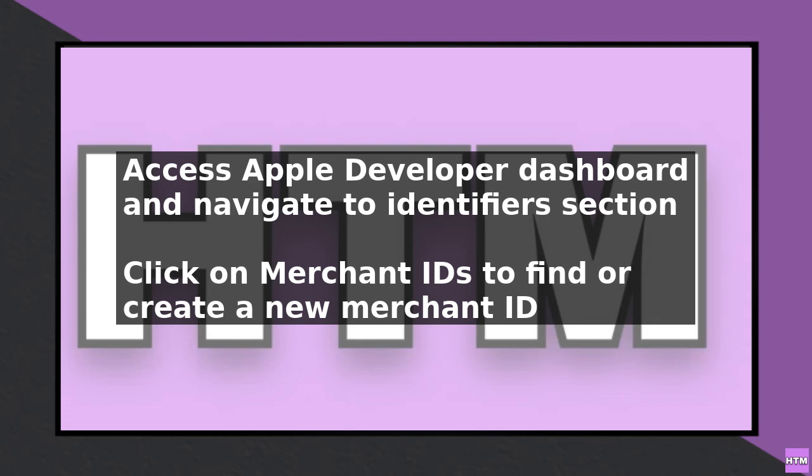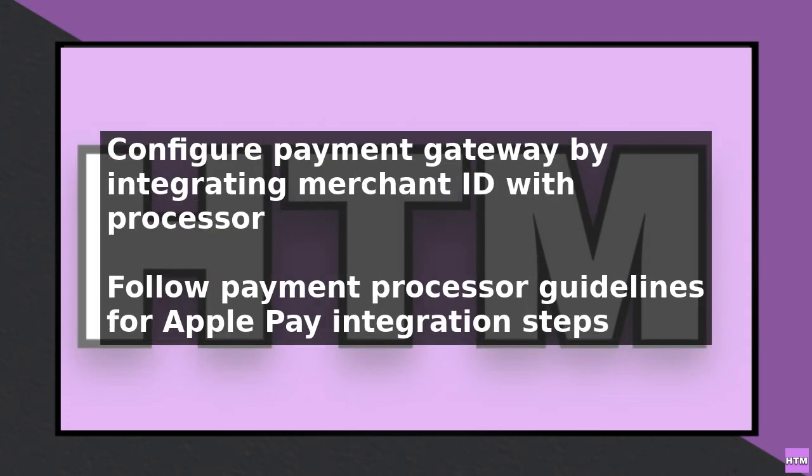With your merchant ID and payment gateway set up, you can now generate an Apple Pay QR code. This typically involves using a QR code generator tool provided by your payment processor or a third-party service. When generating the QR code, ensure that you select the correct merchant ID and configure the QR code to use the Apple Pay payment method.